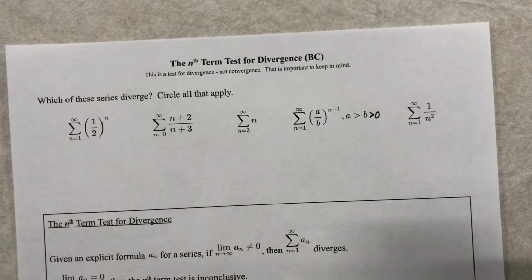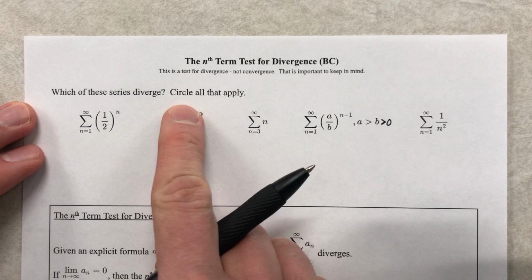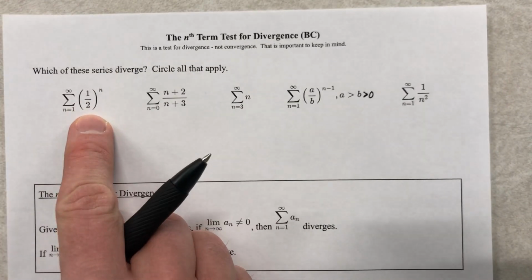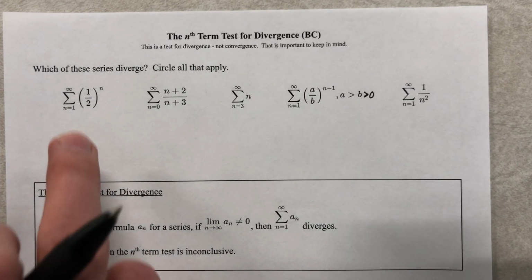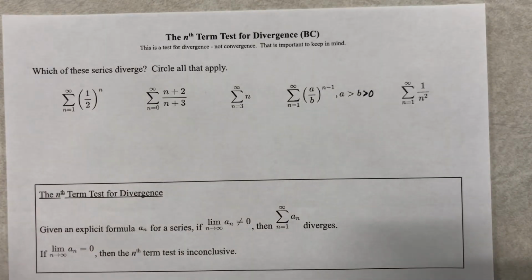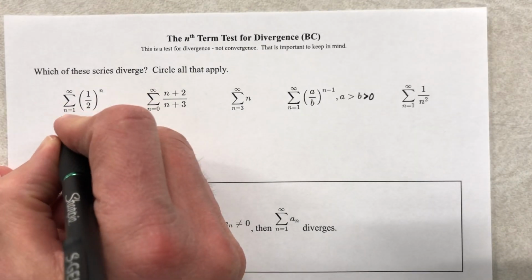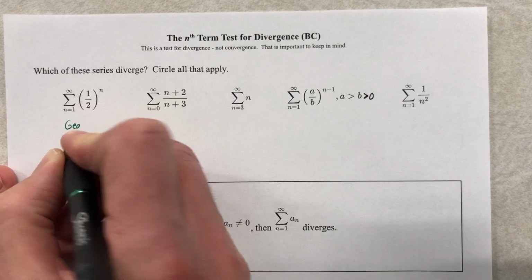All right, let's move on. Which of these series diverge? And then we're going to circle all that apply. Look here, you're going to look at some old notes, and you're going to realize this one is geometric. I'm going to write a few little notes on the ones that are obvious. This one's going to be geometric, and the common ratio is 1/2.